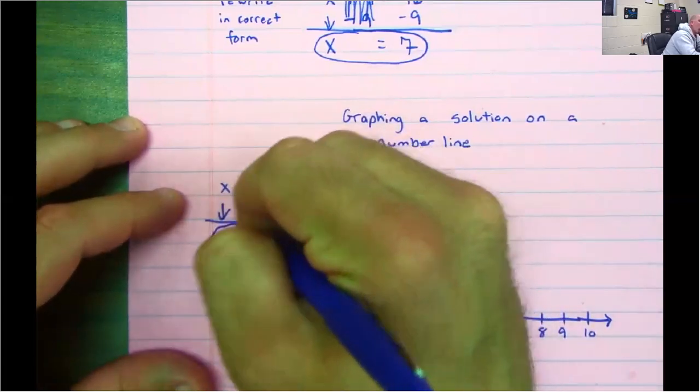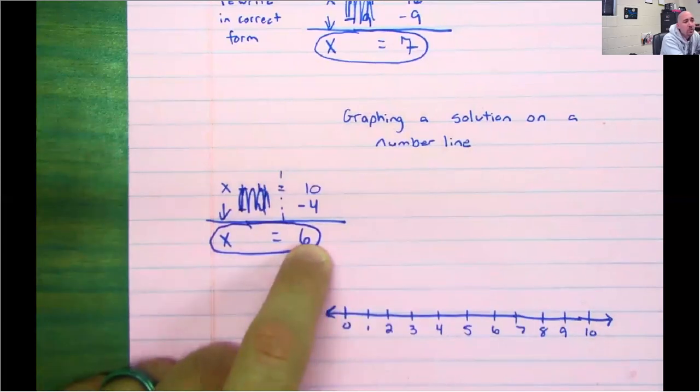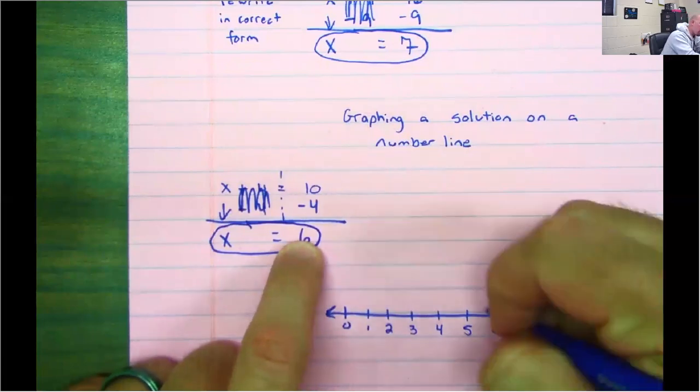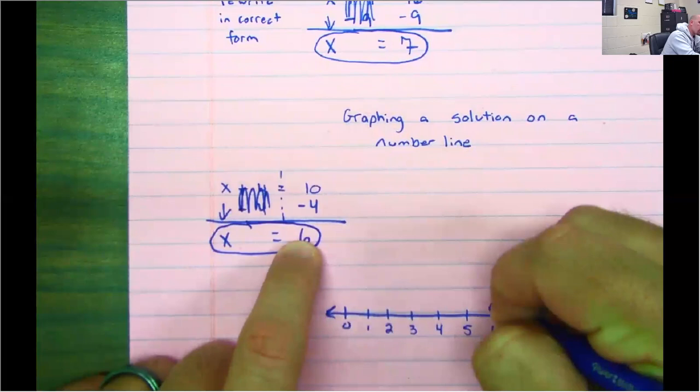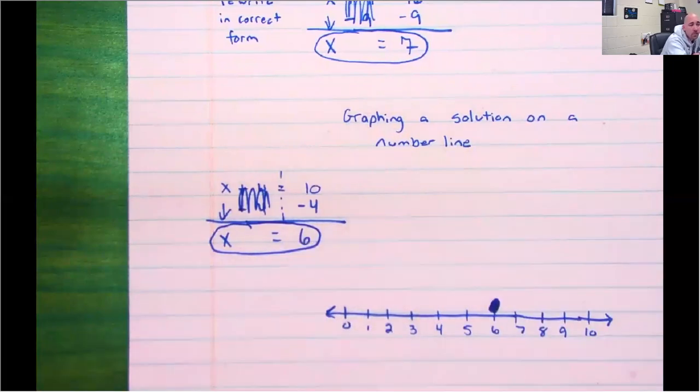So guys, on an equation, your answer is equal to only one number. So if it asks you to graph it on a number line, you go to your solution and you just put a closed dot there. That's it. You just graphed the solution.